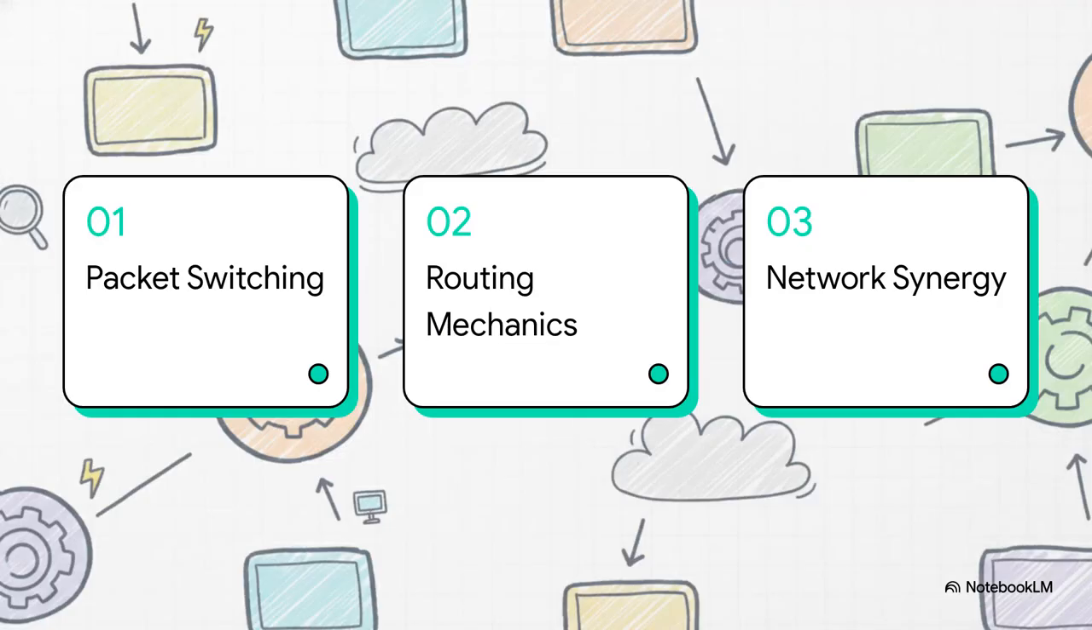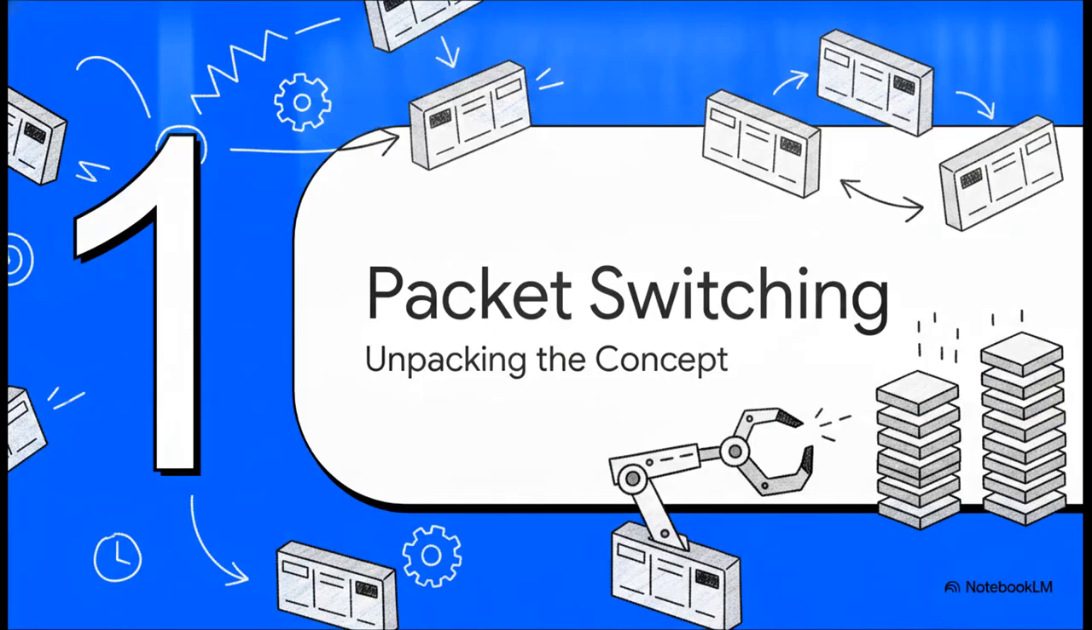Okay, let's dive into this. Here's our roadmap for today. First up, we're unpacking packet switching. Second, we'll get into the mechanics of routing. And third, we'll look at the modern network synergy. Part 1: Unpacking packet switching.